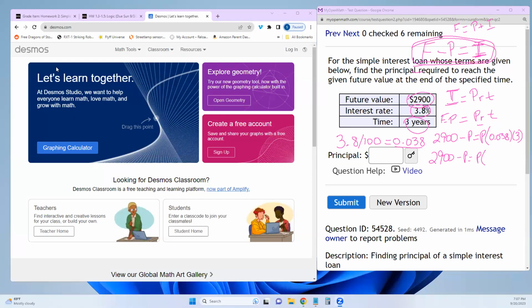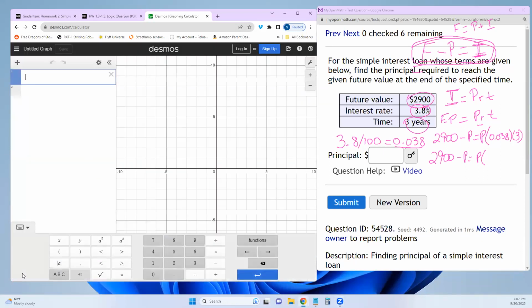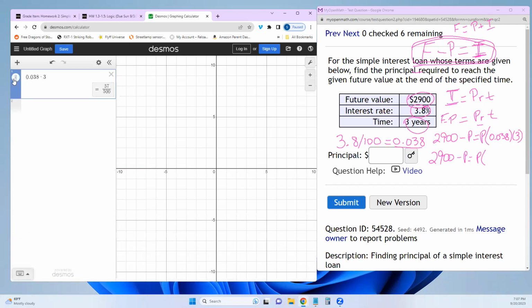I like Desmos. This is what it looks like when you open it up. You click on the graphing calculator. You can click on this keyboard or use your keyboard. And I'm going to take 0.038 and multiply that by 3. This isn't necessary now, but if you click on this, it changes the decimal to a percent. Don't need it now, but just a nice thing to know for later on. So that is 0.114.